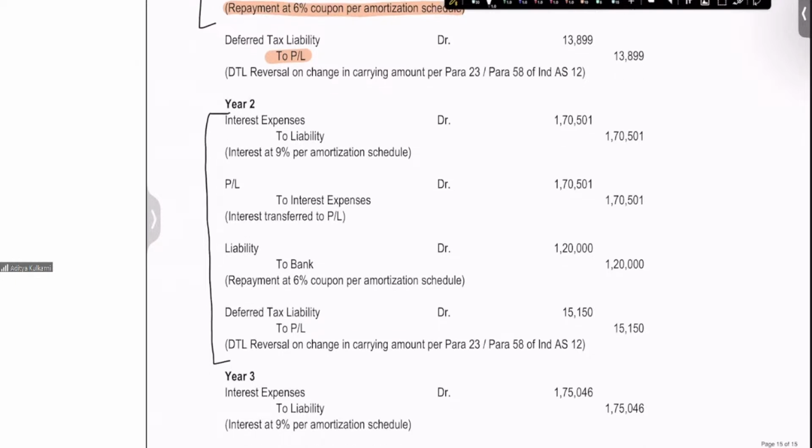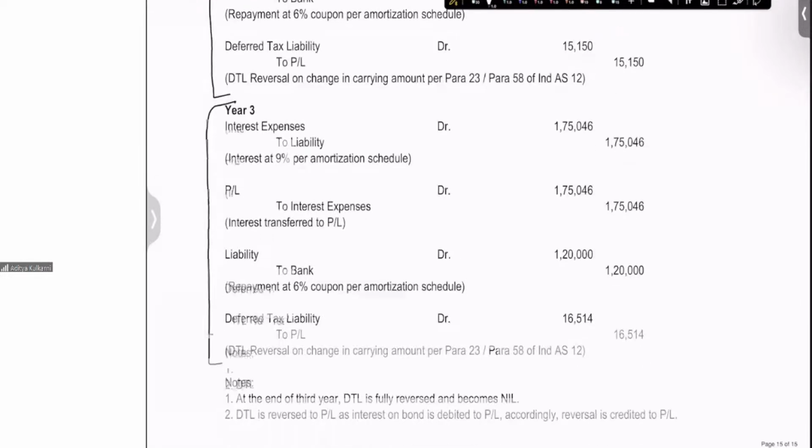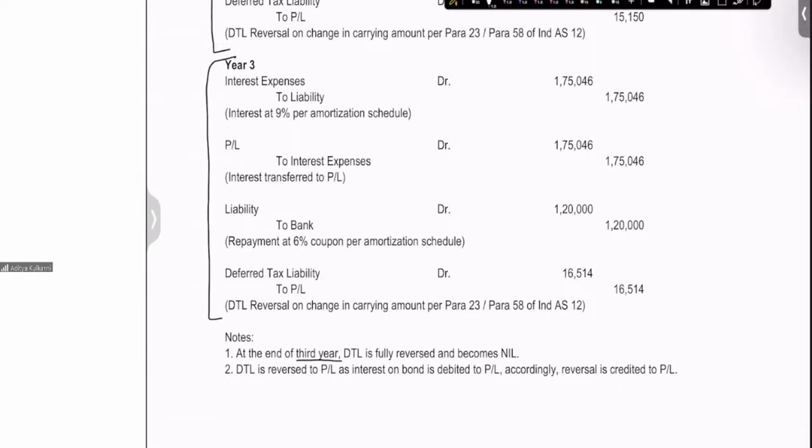Never mind. Okay. So interest expense is 1,70,000. That has gone to the P&L. Liability is paid. Deferred tax reversal is going through the P&L. Year 3 also the same thing. At the end of year 3, your deferred tax liability is fully reversed. At the end of the 3rd year, DTL is fully reversed and becomes nil. DTL is reversed to the P&L because the interest on the bond is debited to the P&L.